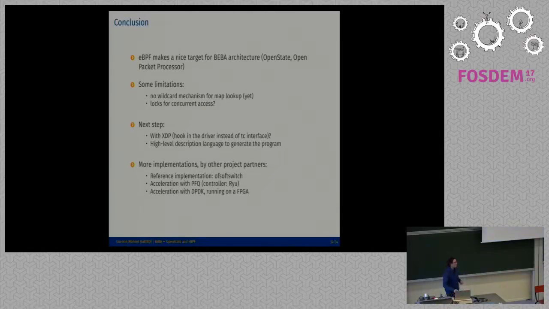So we have more implementations of this OpenState architecture for the BEBA project. The eBPF is just a small subset of what we've done. So if you want to have a look, the reference implementation is done over Open vSwitch, the soft switch. It's accelerated with the PFQ framework. There are also several other implementations and acceleration prototypes. I know that some partners are running OpenState on top of their Polmod driver for DPDK on FPGA. So also everything is available on GitHub if you want to have a look at this.